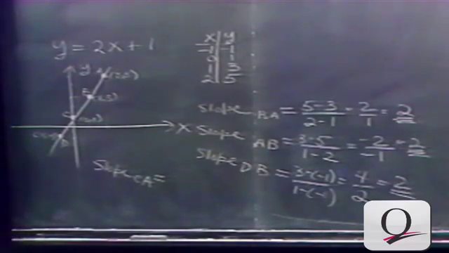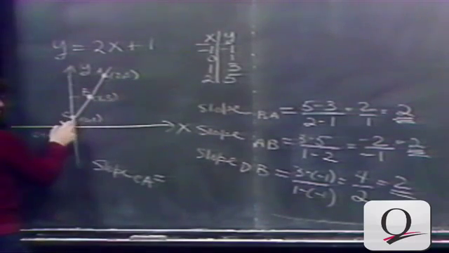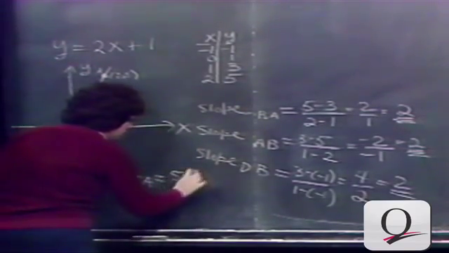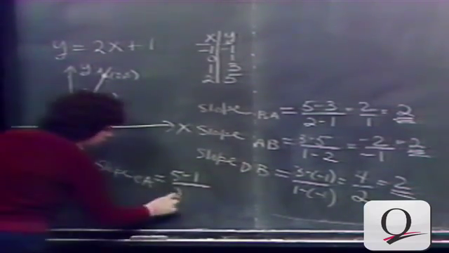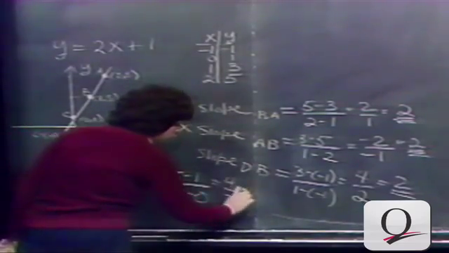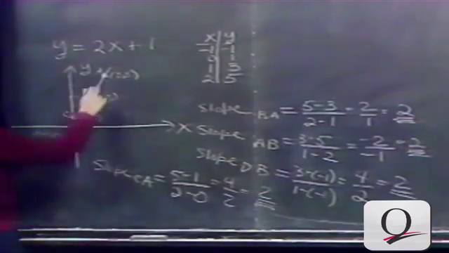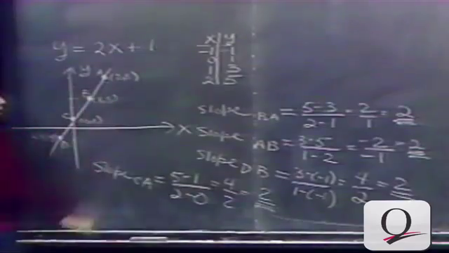Okay, let's see what we have. We want the slope as we move from C to A. We have a vertical change. We're going from 1 to 5, a vertical change of 5 minus 1, over a horizontal change of, we're going from 0 to 2, of 2 minus 0. 5 minus 1, that's 4 over 2. Once again, we get 2. In other words, going from C to A, we move to the right 2 and then up 4.